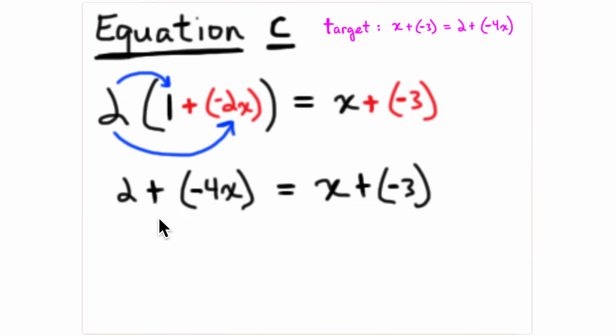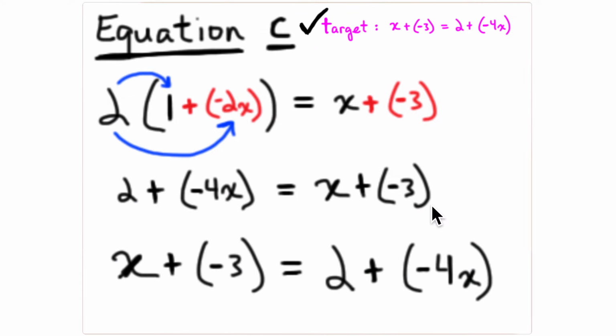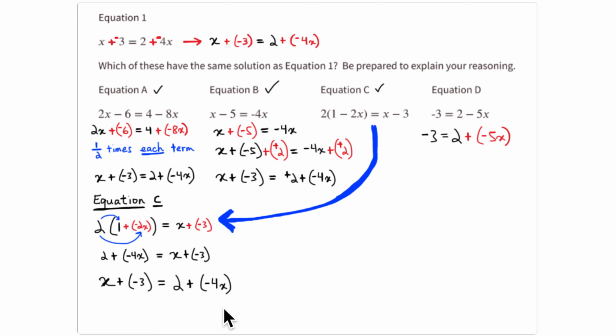So now I've taken these out of the groups, and you see that it is the right side of this equation up here. So 2 plus negative 4x, 2 plus negative 4x, x plus negative 3, x plus negative 3. So that does check. And I move these over the equal sign, and you can show mathematically how to do that. But eventually you just realize whatever's on one side of the equal sign, you can move over to the other side. And you can move the whole expression over to the opposite side.